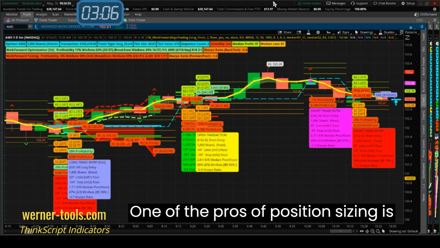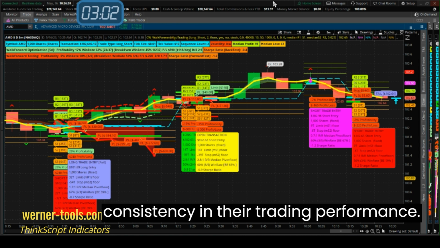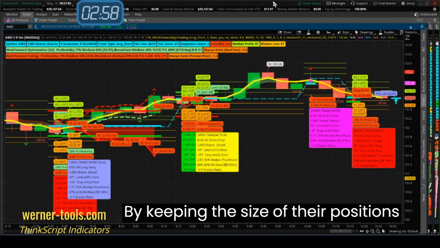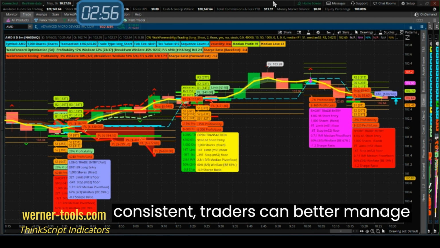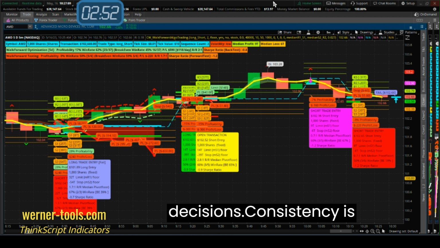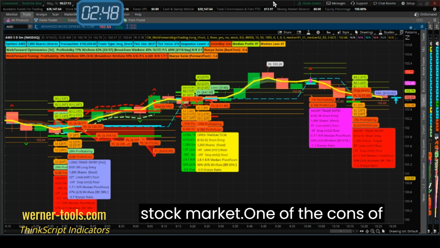One of the pros of position sizing is that it helps traders achieve consistency in their trading performance. By keeping the size of their positions consistent, traders can better manage their risk and avoid impulsive trading decisions. Consistency is key to long-term profitability in the stock market.